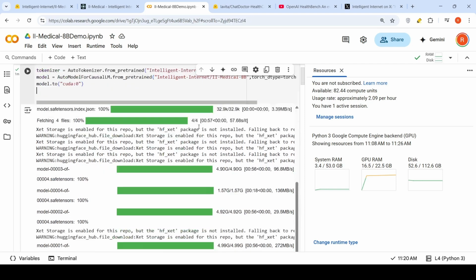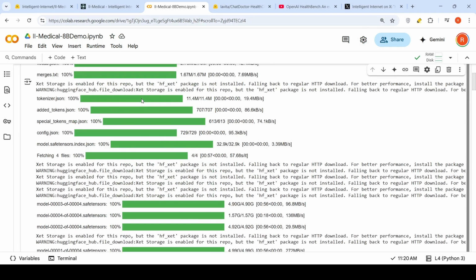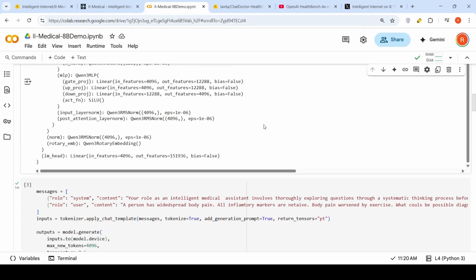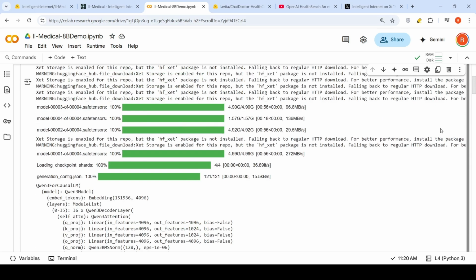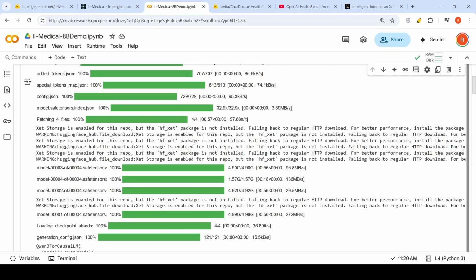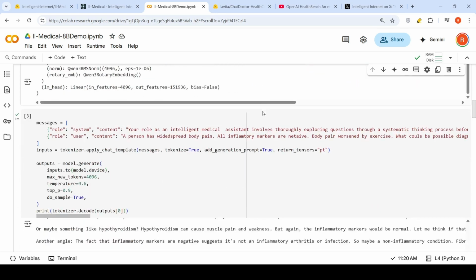Once I load the model like this, I can create a conversation like this over here. An interesting thing is when I load the model, it says Qwen3 for causal LM, because this particular model is actually a fine-tuned version of Qwen3. So you can also do reasoning with this particular model. That's what I'm going to demo over here. So I can create a conversation like this.